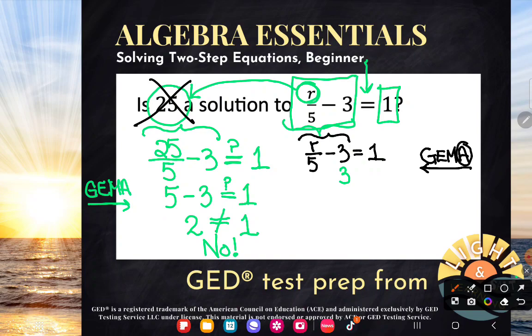Now, how do you get rid of a number? How do you get rid of math? Well, you just do the opposite, because the opposite will cancel out. And so the opposite of subtracting 3 is adding 3. And I can do whatever I want as long as I do it to both sides.